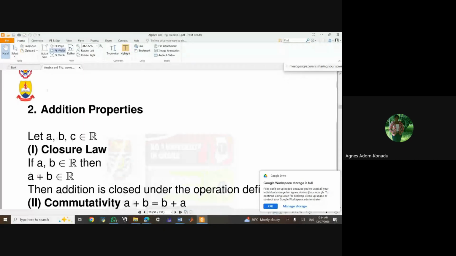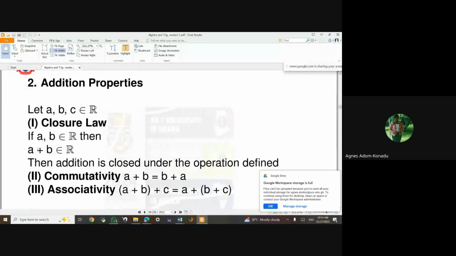So it means that my A, B, C can be a whole number, an integer, a natural number, a rational number or an irrational number. I'm saying that A, B, C are supposed to be in R. So the first property under the addition law is: if A and B are in R, then A plus B should be in R. If A and B are real numbers, then when I add two real numbers, I'm supposed to get a real number.